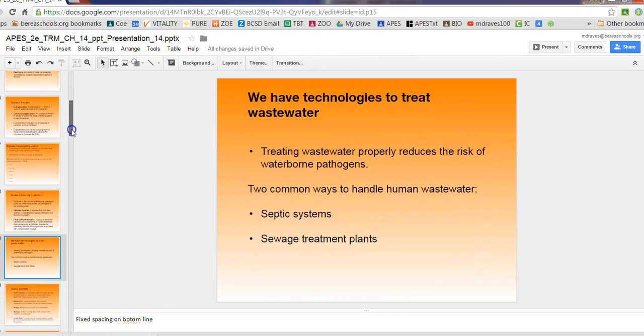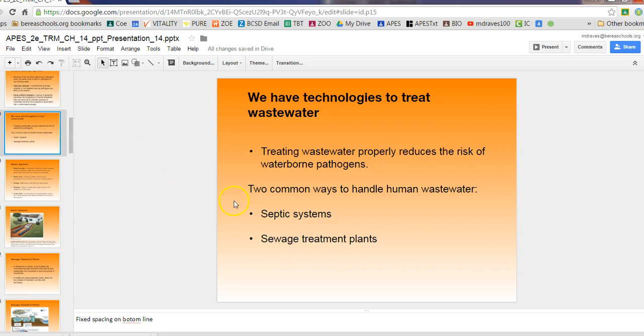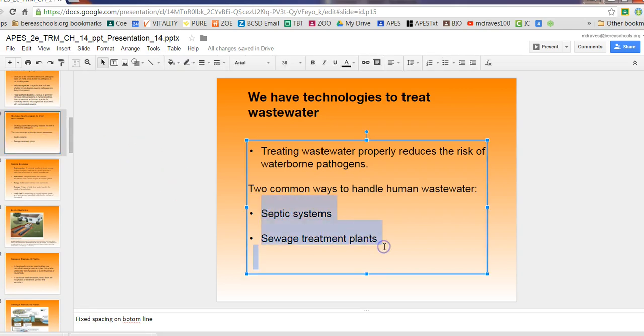Now, there are ways that we manage our sewage, either through septic systems or sewage treatment plants. Sewage treatment plants are in areas that have been urbanized, where you have neighborhoods, lots of people, and high density, so you need to manage all of that waste from all of those individuals. So we have toilets, which flush, then go to a sewer line, which then goes to a sewage treatment plant.